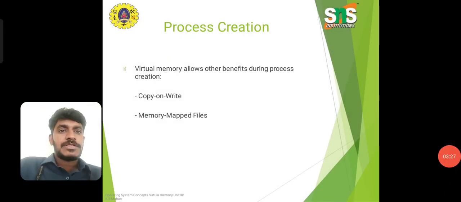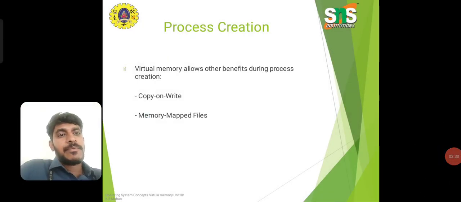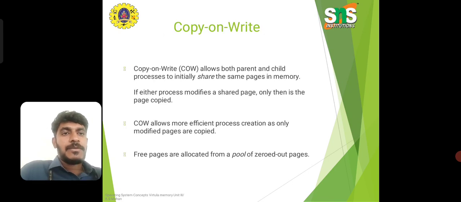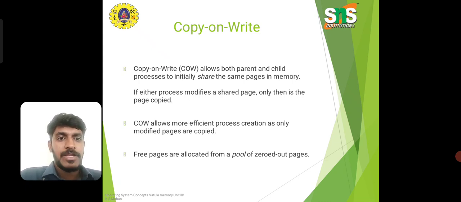In process creation, virtual memory allows benefits such as copy-on-write and memory mapped files. Copy-on-write, or COW, allows both parent and child processes to initially share the same pages in memory. If either process modifies a shared page, only then is the page copied. So copy-on-write allows more efficient process creation, as only modified pages are copied. Free pages are allocated from a pool of zeroed-out pages.